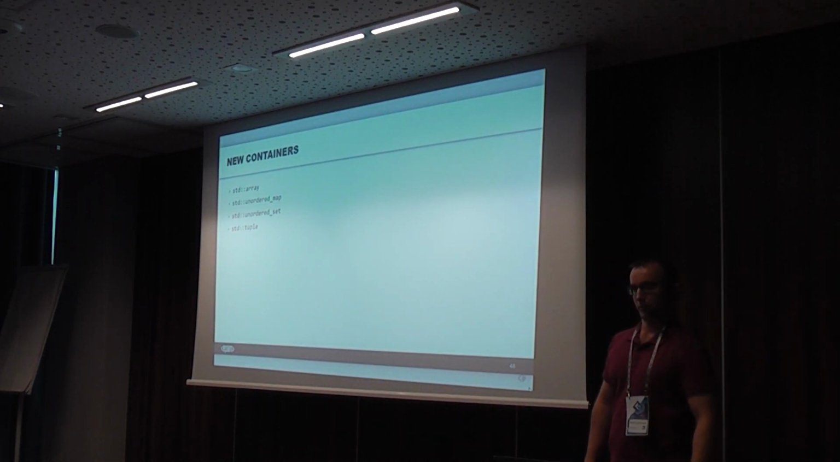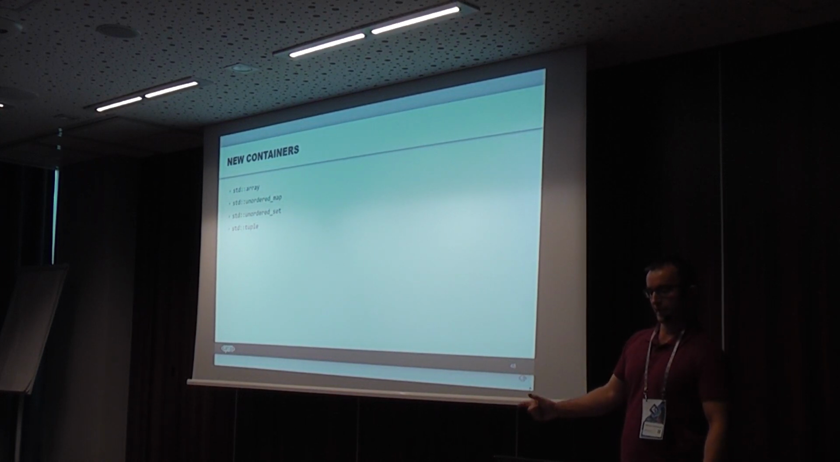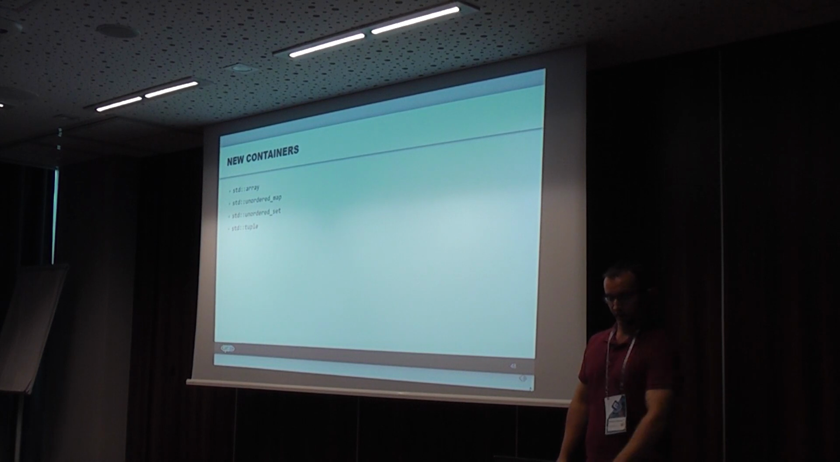We also have some new containers in C++11. So we have the hash containers, like an unordered map and an unordered set. We have the tuple that I mentioned already. And we have an array, which is a constant-sized array you can use in compile time.